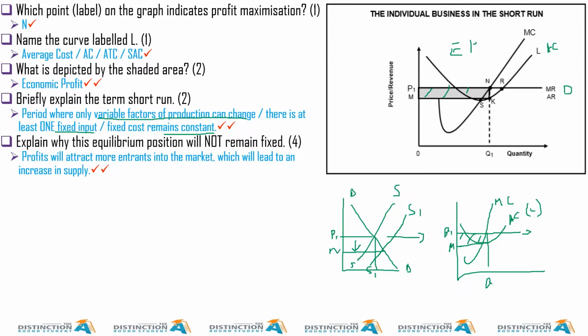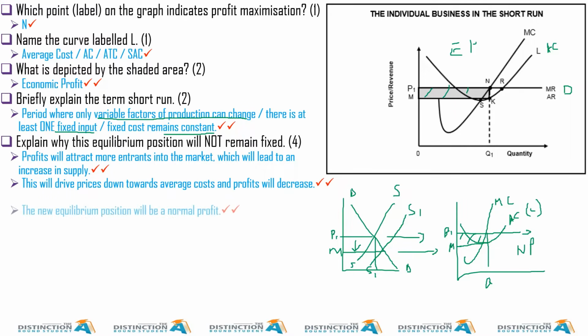So it drops to say M. And when that happens, what happens? Firms start to make normal profit. So our answer is the same. Profits will attract more entrants from the market, which will lead to an increase in supply. So that increase in supply will drive prices down towards average cost, and profits will decrease. The new equilibrium position will be a normal profit.